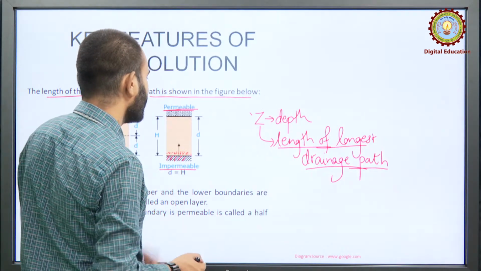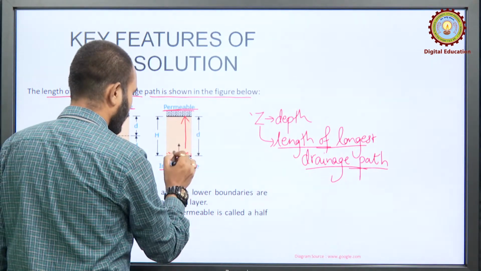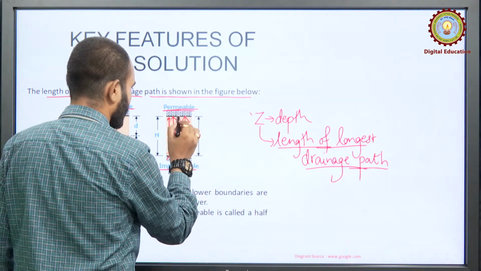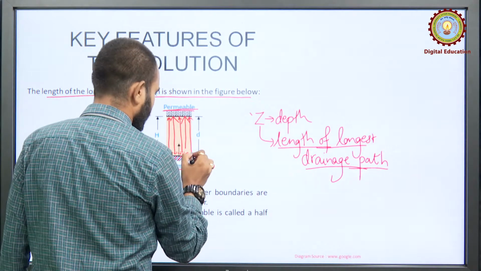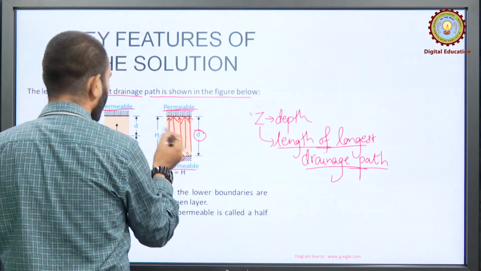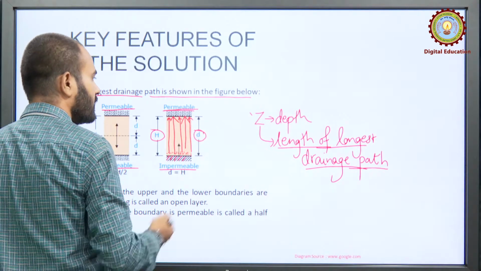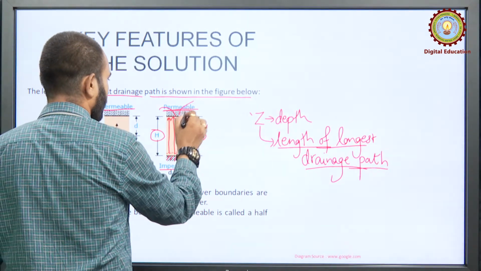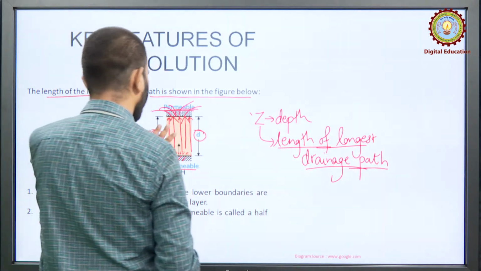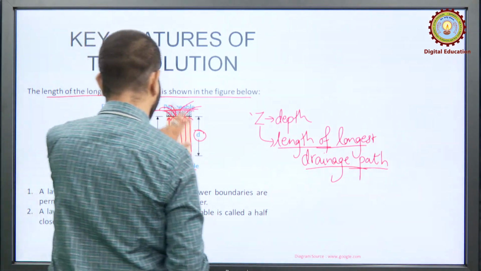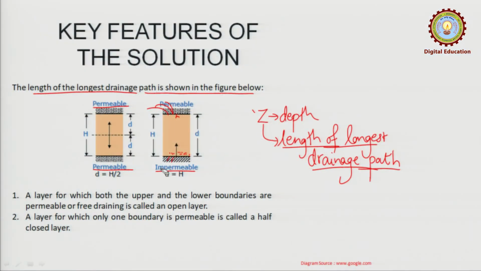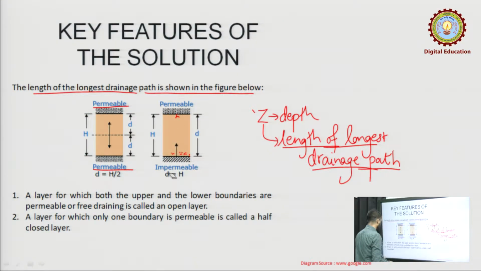So, the only option left is this one. It will have to travel all the way like this, the whole depth, in order to get out. So, in this case, d becomes equal to h, which is the Z also. The length of the longest drainage path will be d itself, the whole part.